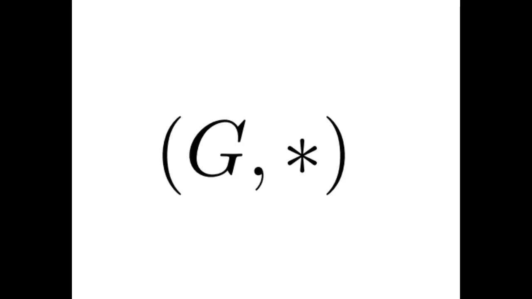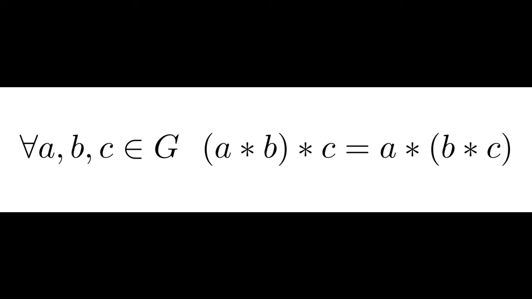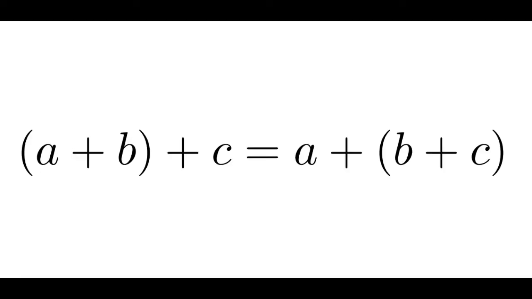Suppose we have a group G with binary operation star. This could be addition, multiplication, function composition, really anything, as long as it fits the rules. First off, you need associativity. You know that thing that lets you move parentheses around? A plus B plus C should still be A plus B plus C.